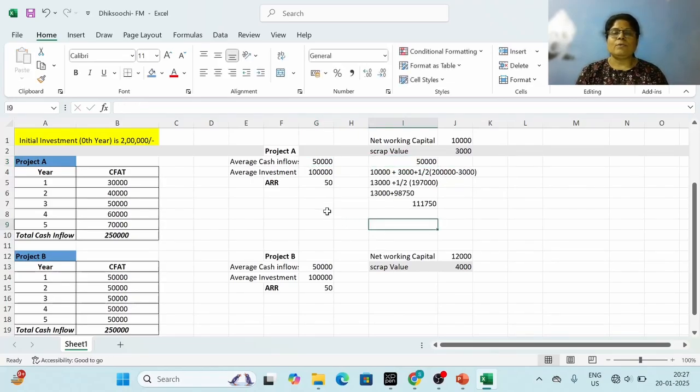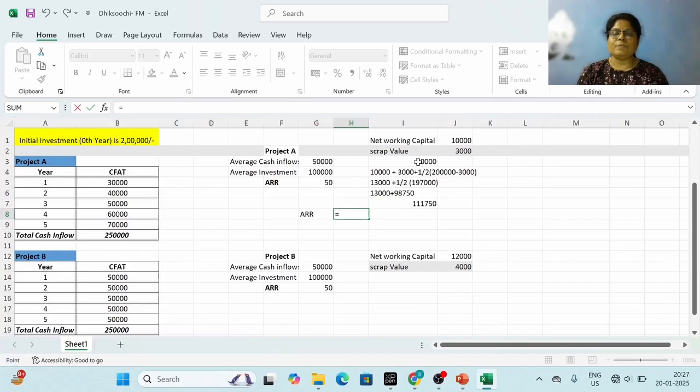Okay, so now ARR can be calculated as the numerator, that is 5,000 divided by 1,11,500 into 100. So here we also multiply with 100. 44.74 average rate of return. So almost 44% is the return on project A.